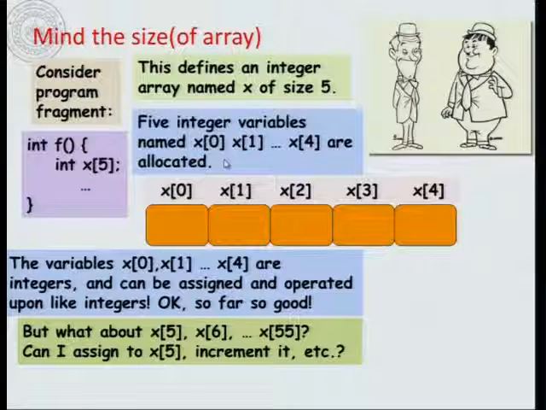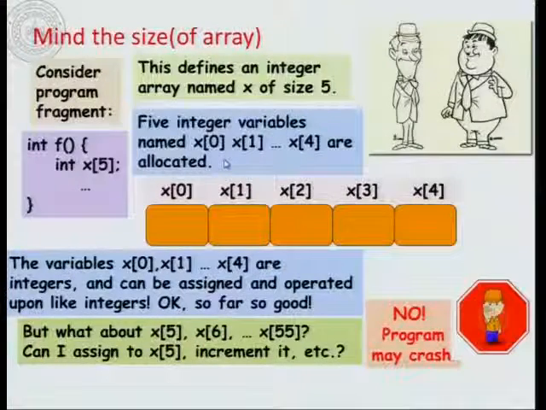Now what about arbitrary integers? We know that 0 to 4 are valid indices. What about 5 and so on? What happens to x[5], x[66], something like that? Similarly, what will happen if I write x[-1]? Are these valid? The answer is no.